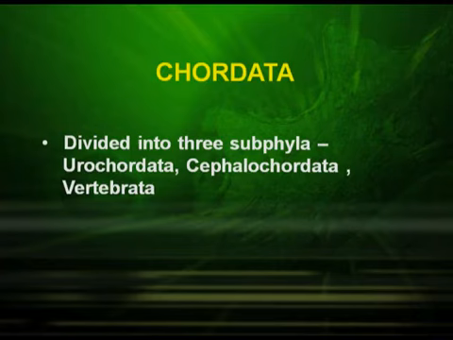All organisms under chordates have blood vessels, that is, they have arteries, veins, capillaries, etc. Chordata is divided into three subphyla. They are the Urochordata, Cephalochordata and Vertebrata. All the higher organisms, they come under Vertebrata.